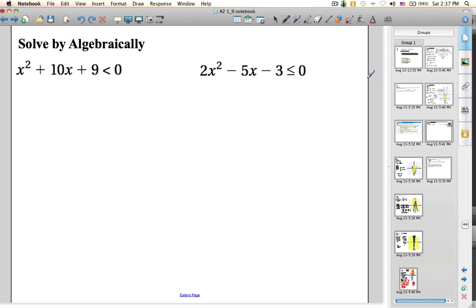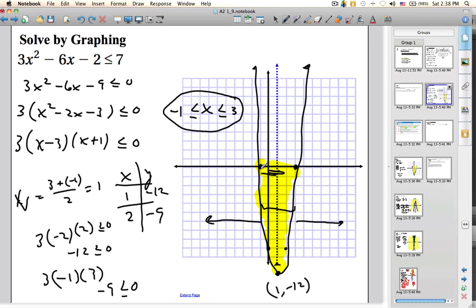And now to solve algebraically, what we're going to do is treat these like they're equations and find critical values. That's what I did in the last problem actually when I was graphing. I went ahead and found the solutions, which are the x-intercepts. These are the critical values. And they're critical because, as I said when I started, the solution area will either be in between them or beyond them. Okay, so these will be the boundary line between solution area and non-solution area.